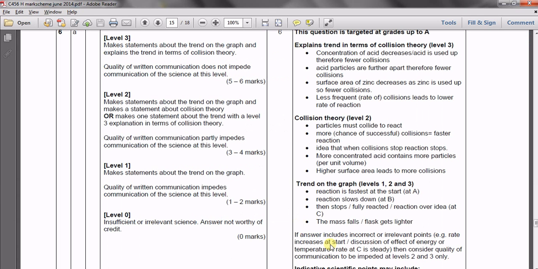For 6 marks you have to make statements about the trend on the graph and explain the trend in terms of collision theory. So for the trend in the graph, you need to say that it's fast at A, slowing down at B and then stopped at C.